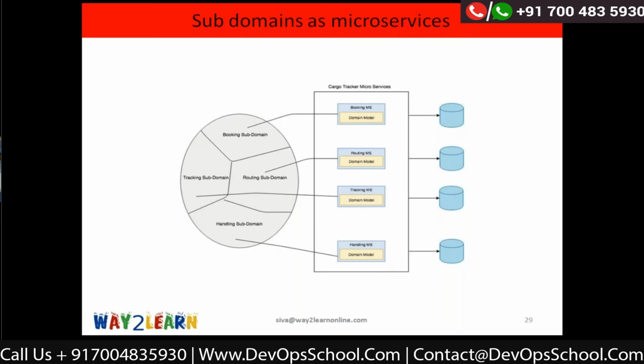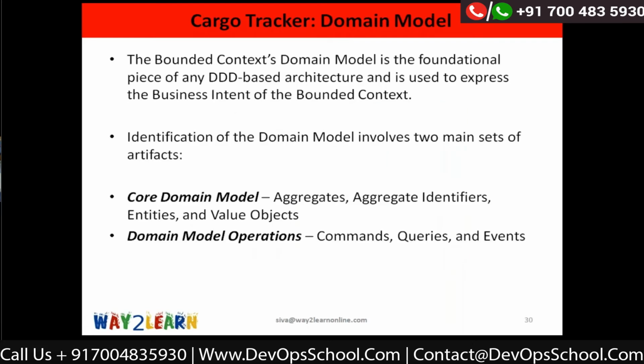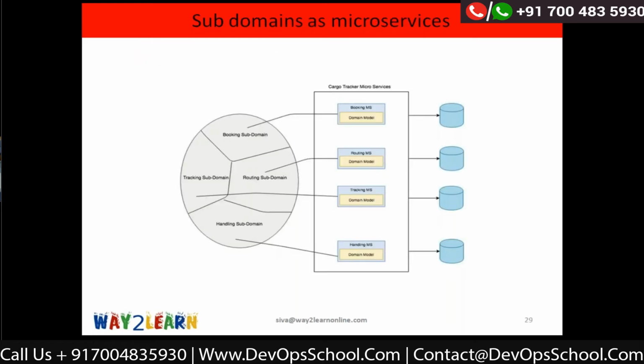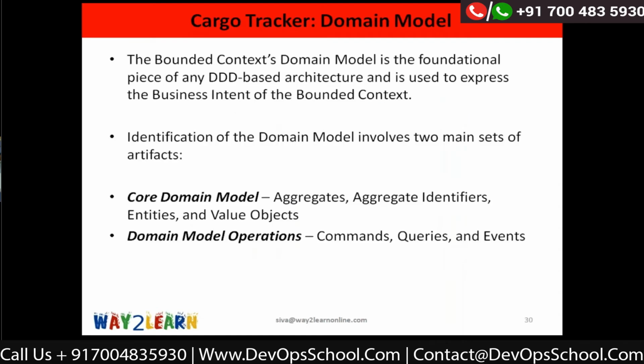So I have to decide what my bounded context is. Will I have one single bounded context, a monolith, or four bounded contexts? I have decided to have four bounded contexts. I want to implement them as microservices. Now we have designed our bounded contexts. We identified that I want four bounded contexts. Now what is the next step? I have to implement my domain model.